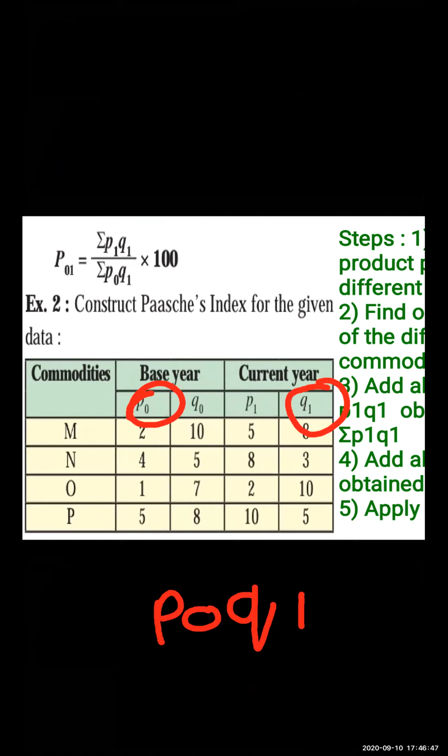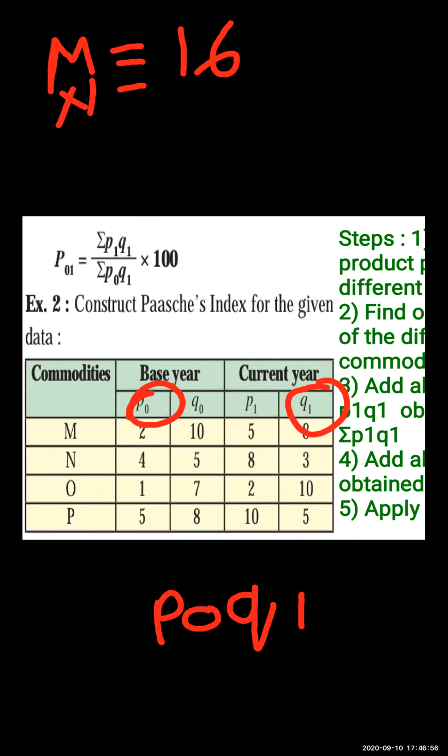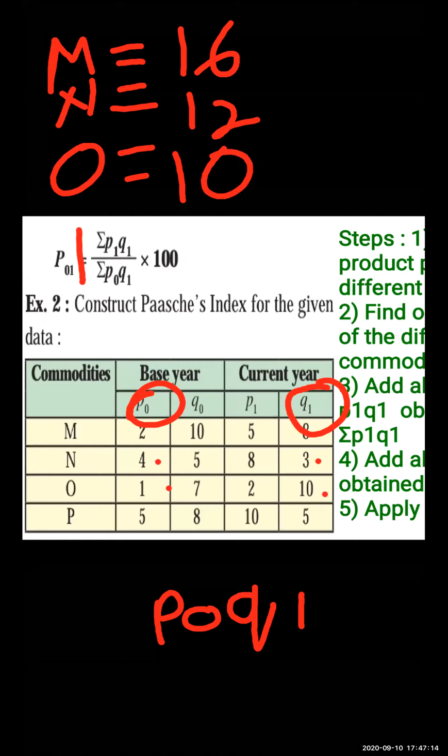So for commodity M, what is your product? 2 8s are, yes, Joel, correct, 16. For commodity N, 4 3s are, yes, 12. Good. For O, 1 10s are, good, 10. For P, you all are writing also, no, in your notebook or else replying to me only in the chat box. 5 5s are, yeah, 25.